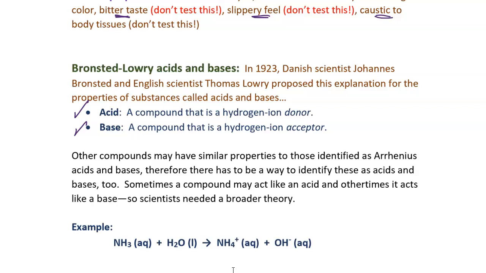Why would we ever use this other definition of acids and bases? Why not just use the Arrhenius definition only? It seems really straightforward. If something makes hydrogen, it's an acid. If something makes hydroxide, it's a base.